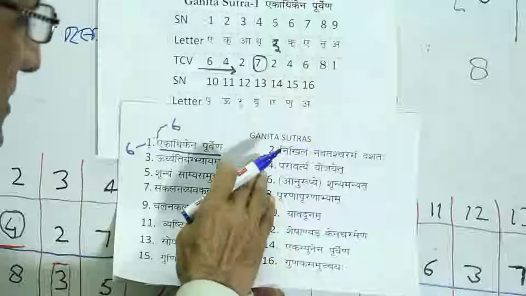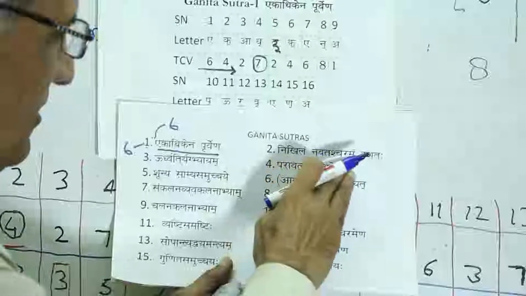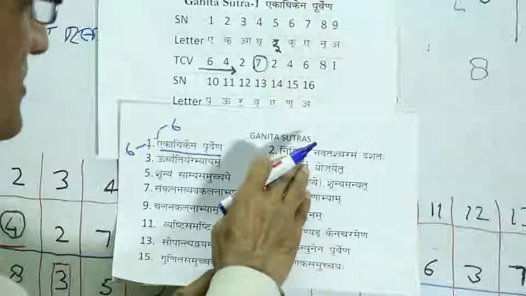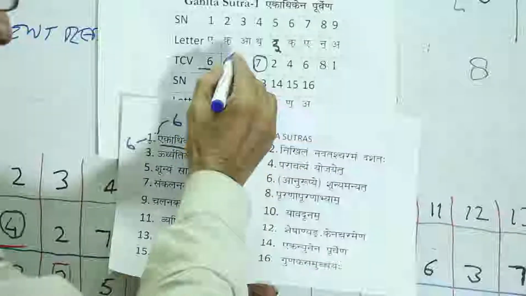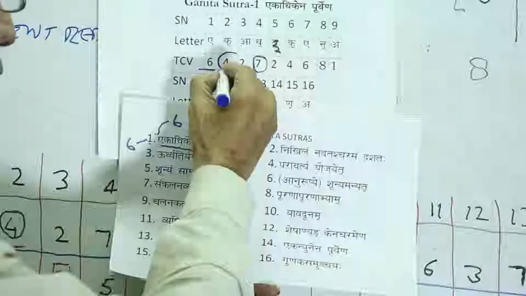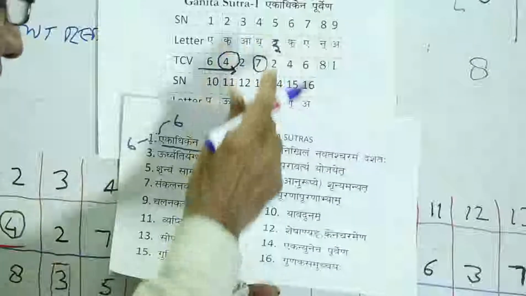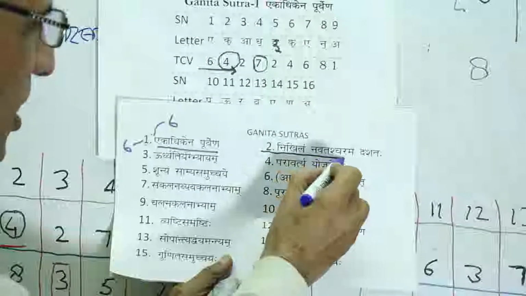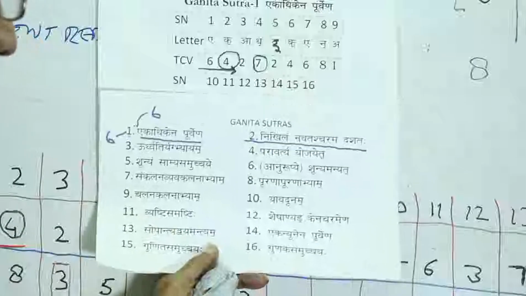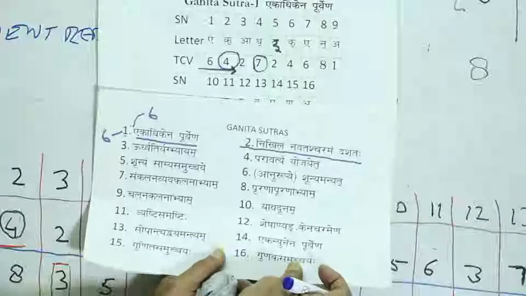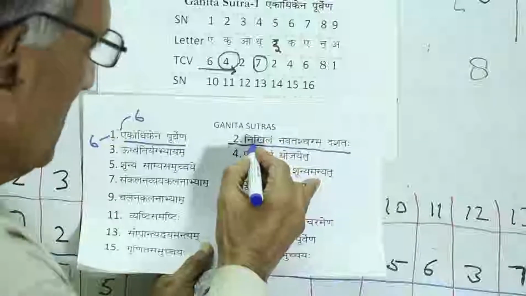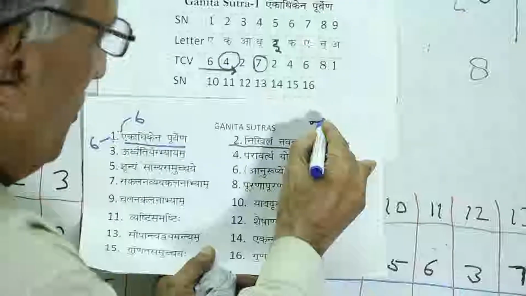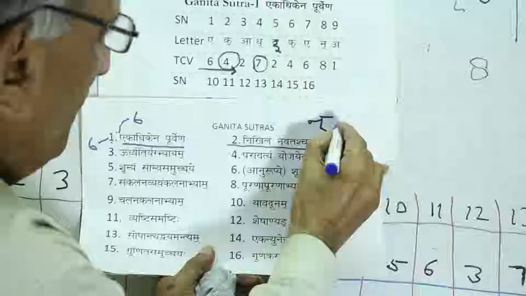However, when we reach second Ganita Sutra, its structural key is value 4. Value 4, 4 space, is the value of the structural key of the second Ganita Sutra. However, the attainment reach of the second Ganita Sutra is its first letter, which is Na, and it is of value 8.